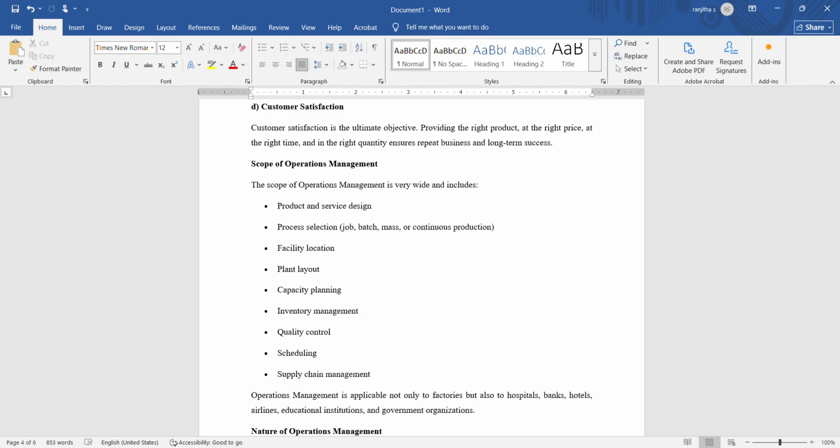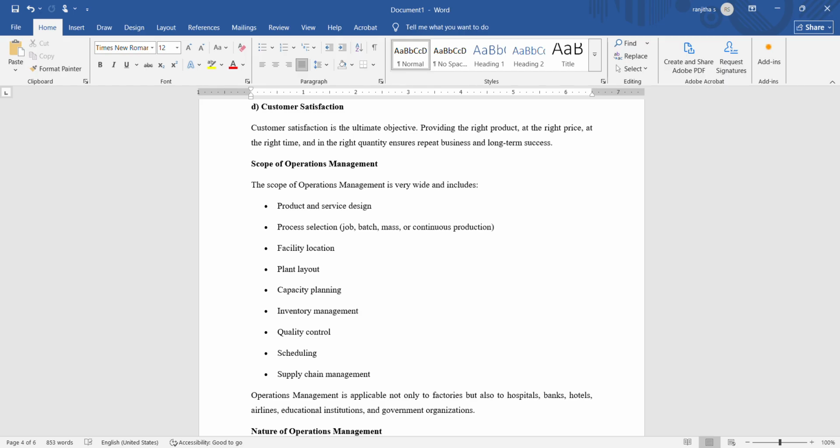Facility location and plant layout are also part of operations management. Choosing the right location reduces transportation cost and improves accessibility. A good layout ensures the smooth flow of materials and the efficient use of space. And capacity planning is another important aspect. It determines how much production capacity is required to meet future demand.